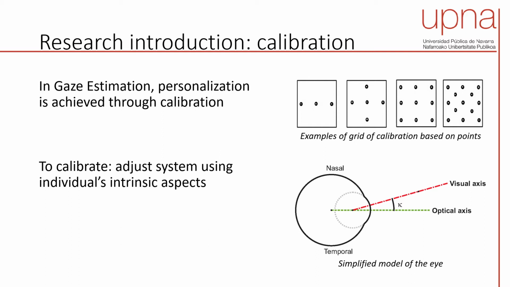In this model, we distinguish two axes, the visual and the optical axis. The angular offset between both of them is called the kappa angle. This angle, which is specific to each individual, and even different for both eyes and y and x axes, is one of the characteristics that cannot be inferred from the image and needs to be calibrated.